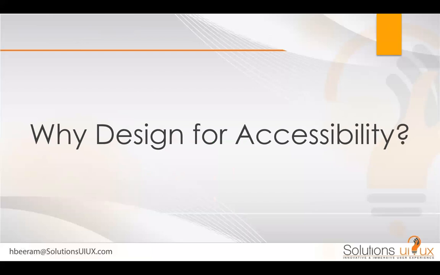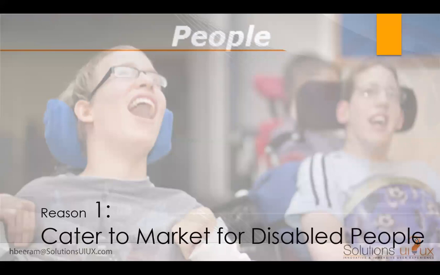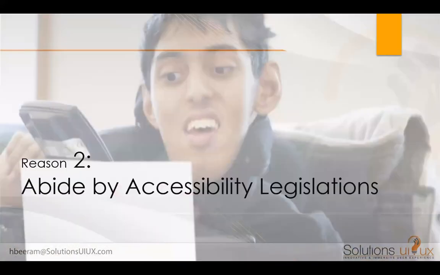So, coming to the conclusion, why design for accessibility? Reason one: cater to the market for disabled people. If your organization is catering to normal people, you could have a 24% or 25% increase in the market with an application that is completely designed for accessibility. So you have more chances of sales, more chances of revenue and everything.